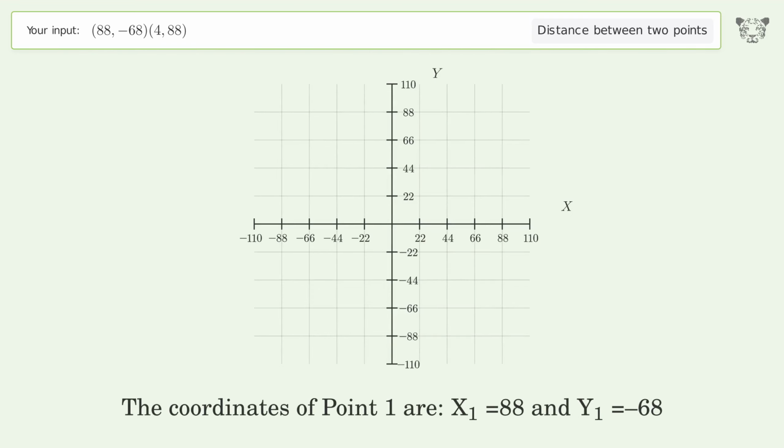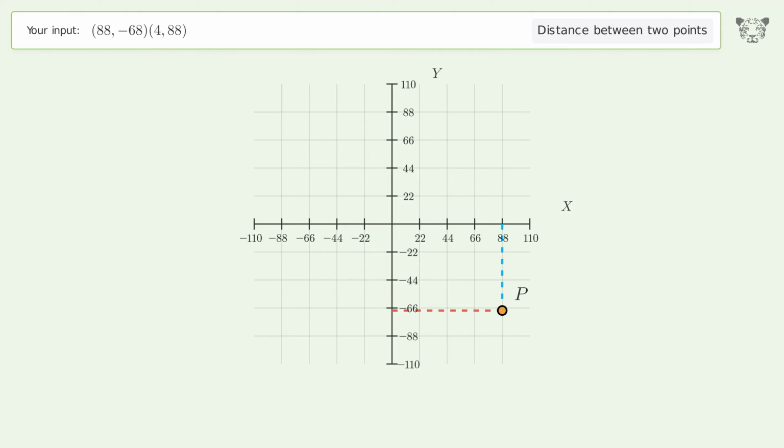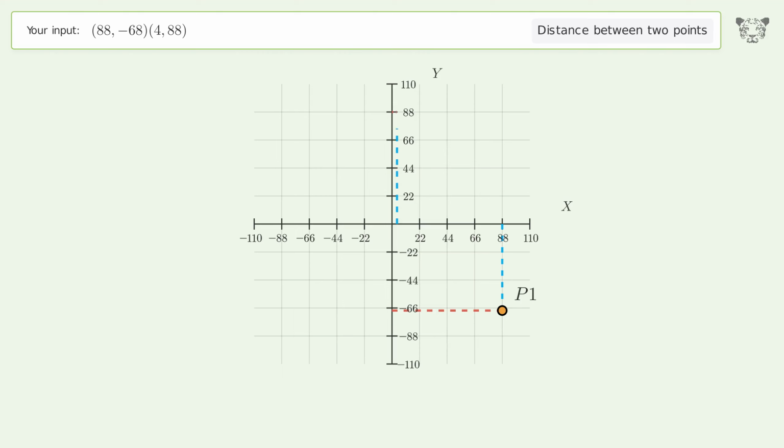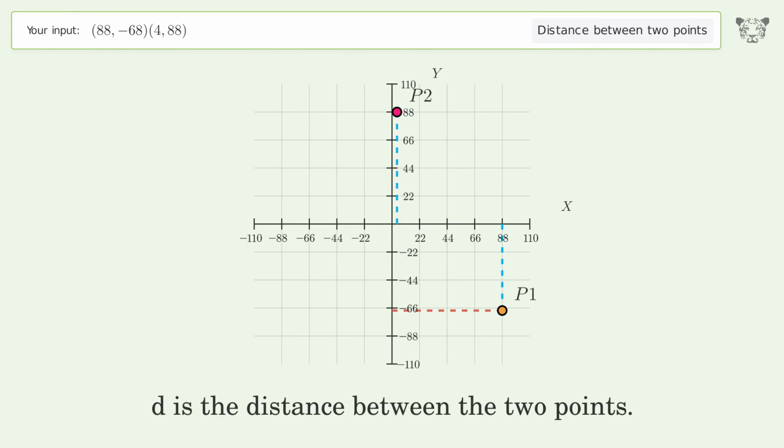The coordinates of point 1 are x1 equals 88 and y1 equals negative 68. The coordinates of point 2 are x2 equals 4 and y2 equals 88. D is the distance between the 2 points.